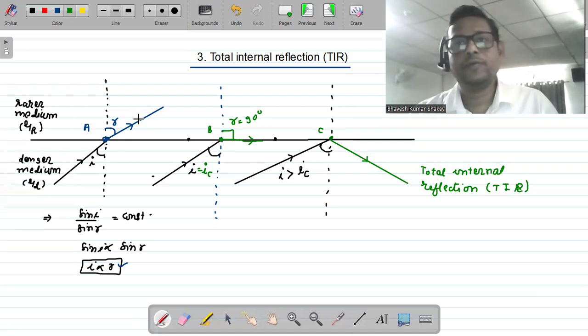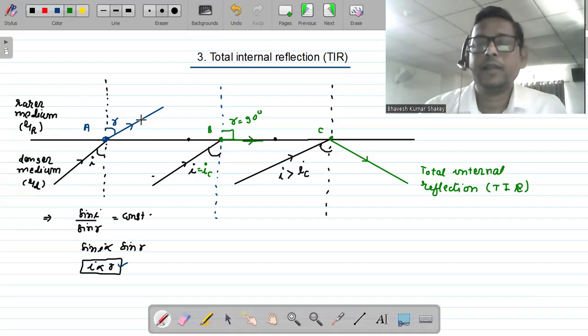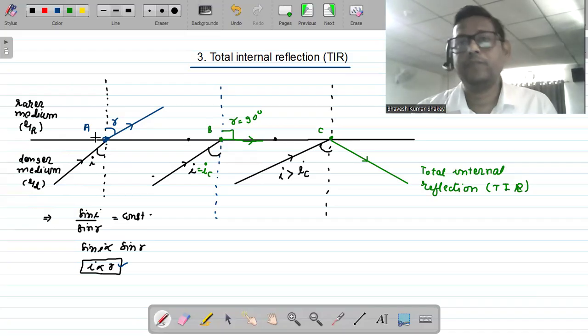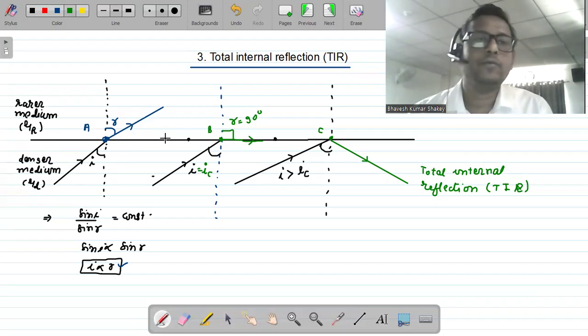It is also a very important point that TIR only happens when the light ray travels from denser medium to rarer medium. When a light ray travels from denser medium to rarer medium, in that case only it goes away from the normal and there will be a chance of TIR. So this is a very important point you have to remember.